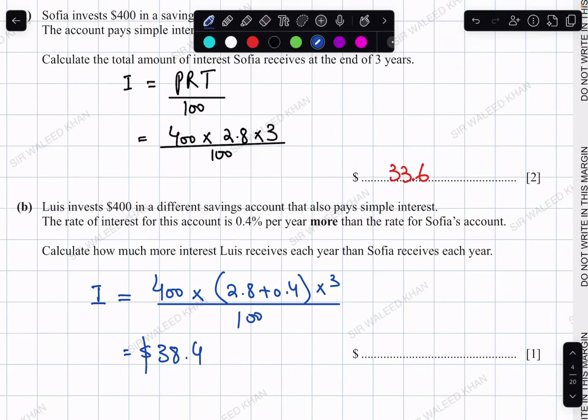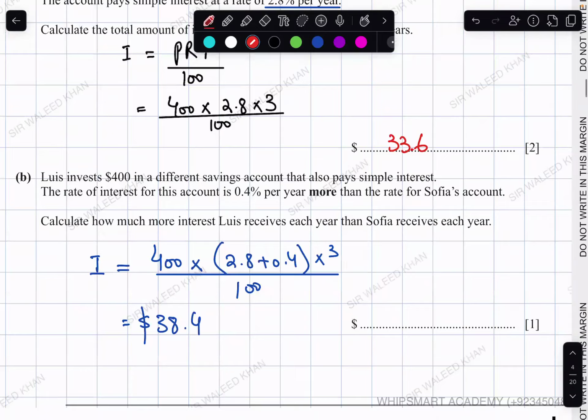$38.4. And the difference, they are saying calculate how much more interest Louis receives each year than Sophia receives. Difference हमारे पास क्या होगा? This minus 33.6 is equal to 4.8.